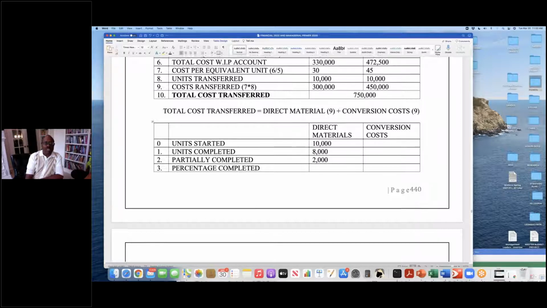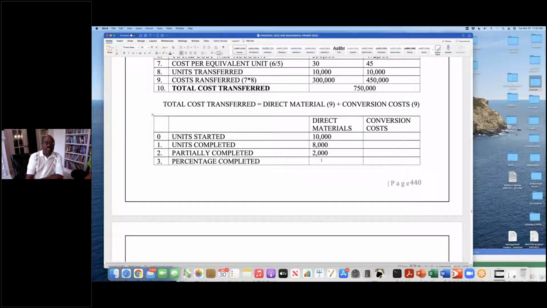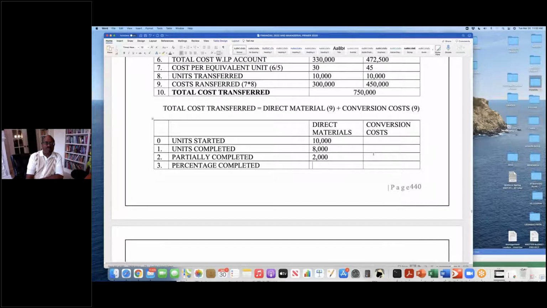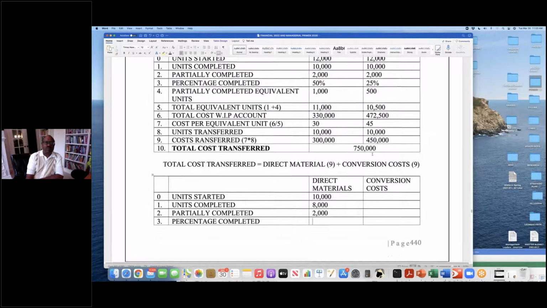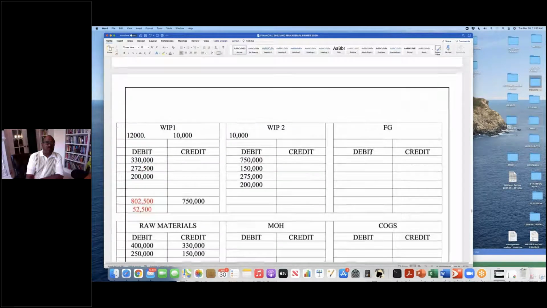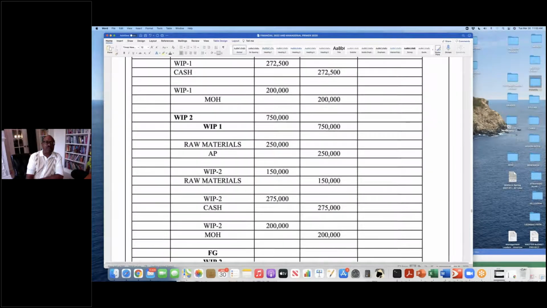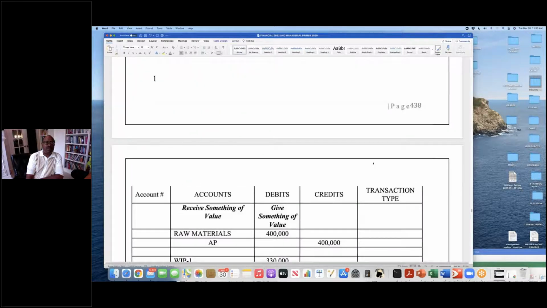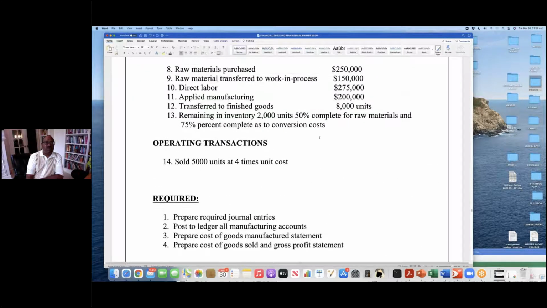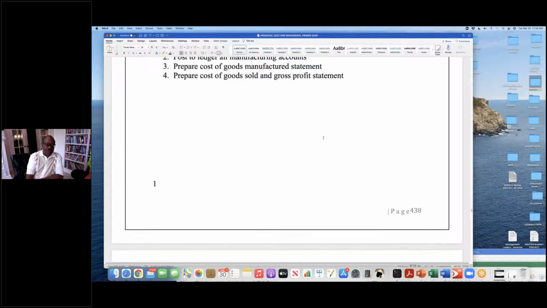And what was our percentage? The percentage completed for raw materials, for the incomplete units. What did our assumptions say? 2,000 units, 50% completed for raw materials.